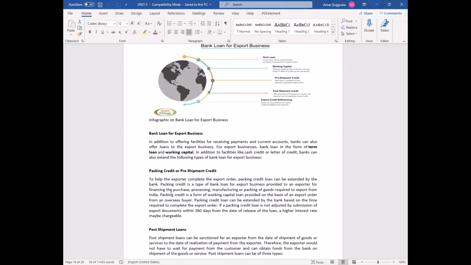Similarly, post-shipment loans. Post-shipment loans are sanctioned for an exporter from the date of shipment of goods to the date of realization of payments. Now, in the scenario of exports, it's a slightly different kind of scenario. You receive an advance from the importer when you are an exporter in India. You start making products and services. When you start producing and manufacturing, at that time also you may need some kind of working capital loan to be able to manage the entire order.